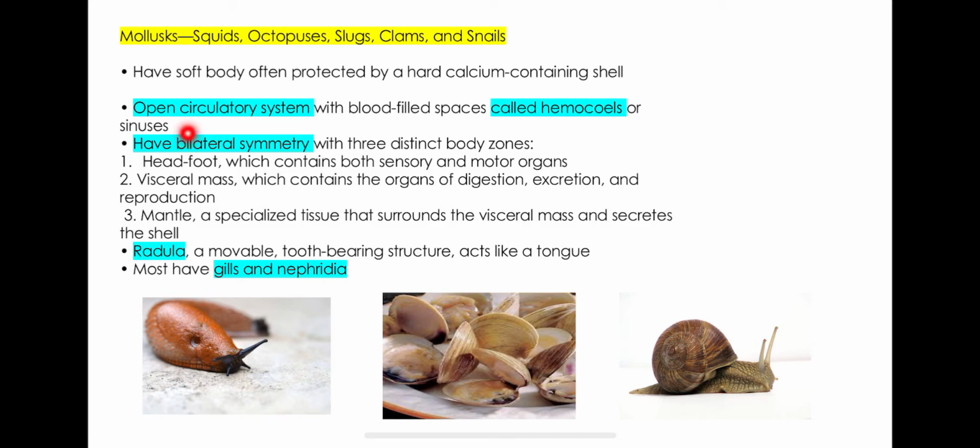Do they have an open circulatory system or a closed circulatory system? They have an open circulatory system, not like annelids and segmented worms. They have an open circulatory system with blood-filled spaces called hemocoels.